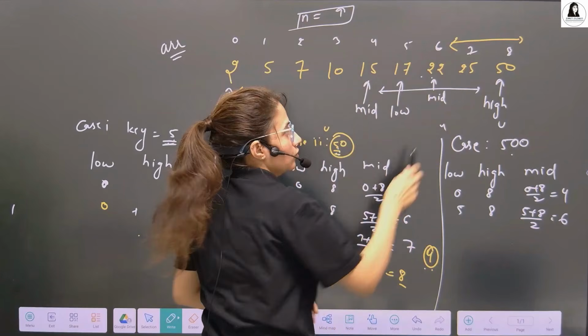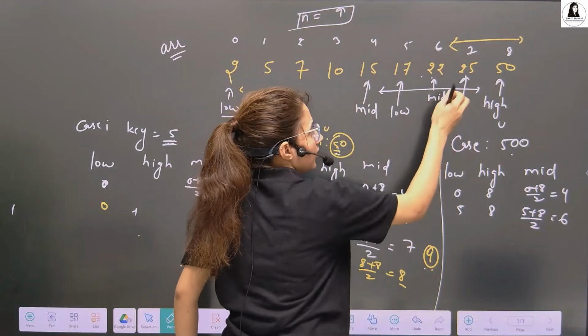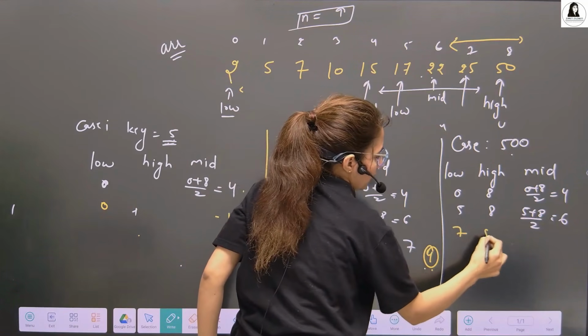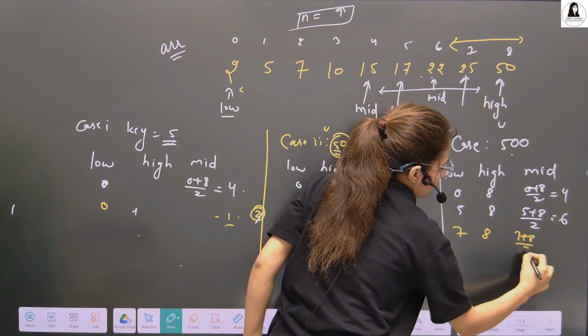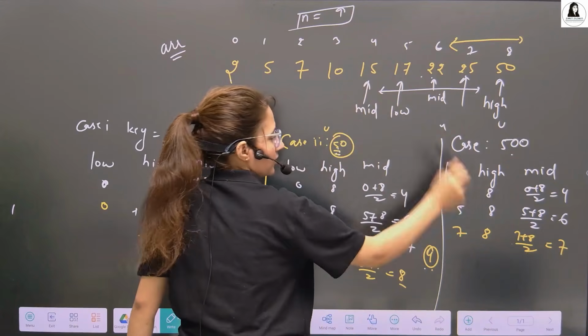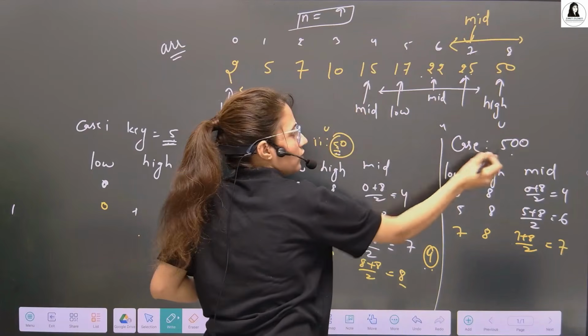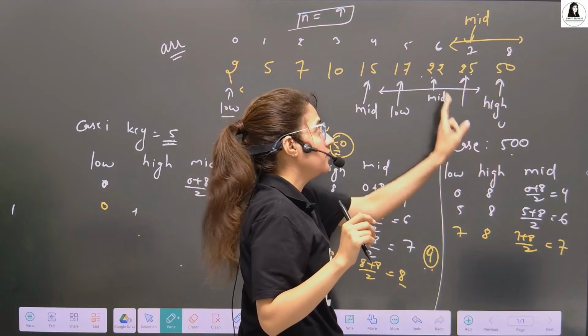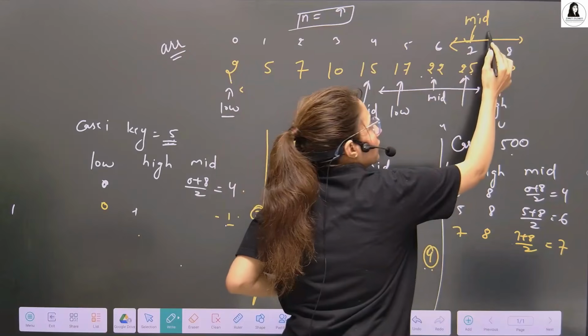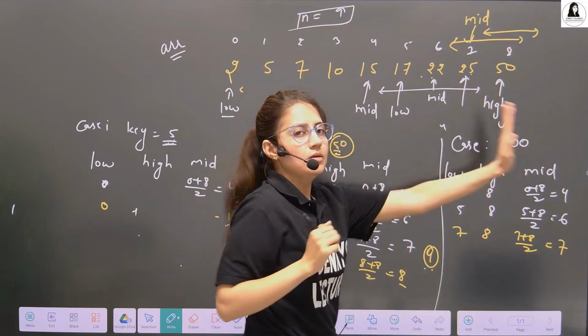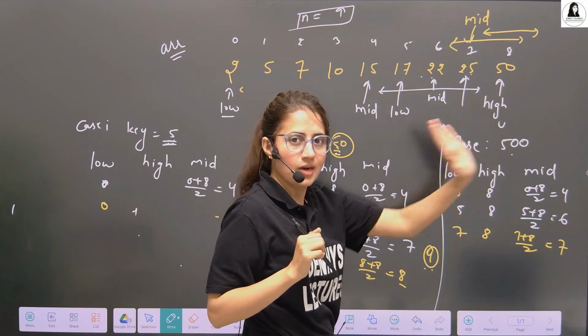So again modify the low. Low becomes mid plus 1, that is 6 plus 1, 7. 7 and 8. 7 plus 8 divided by 2, that is, again we got 7. Now mid is here. Is this equal to this? No. But the target element is greater than mid? Yes. So it will definitely lie in the right side of this mid, so in the right half only.